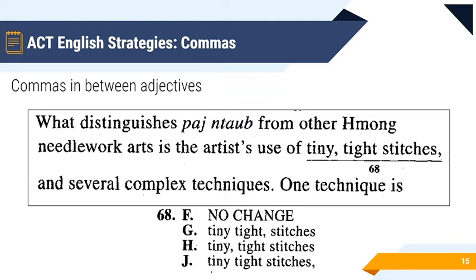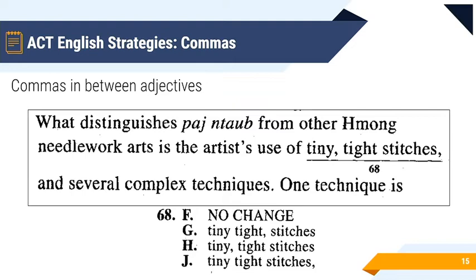So if you have 2 adjectives and you can put the word and between them, like these stitches are tiny and tight. I always tell them, I will say something like the big hairy dog. Is the dog big and hairy? Yes. And then we'll talk about a dirty skating rink. Is the rink dirty and skating? No. So you wouldn't put a comma between those, but with tiny and tight stitches, you would need that comma. Now I also see a comma after stitches.